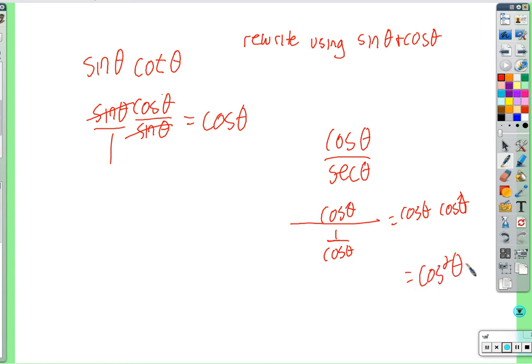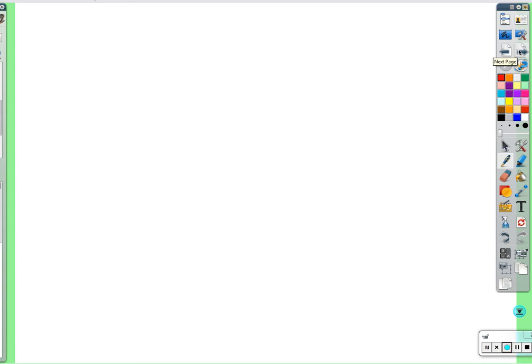Cosine squared. And that brings up a point I wanted to make. Cosine squared right here means cosine times cosine. That's not immediately obvious when you look at that. Okay. But if that's what you thought it was, that is what it means. It means the same thing as if we just take the cosine, put parentheses around it, square it. That's what that means. Try one out.